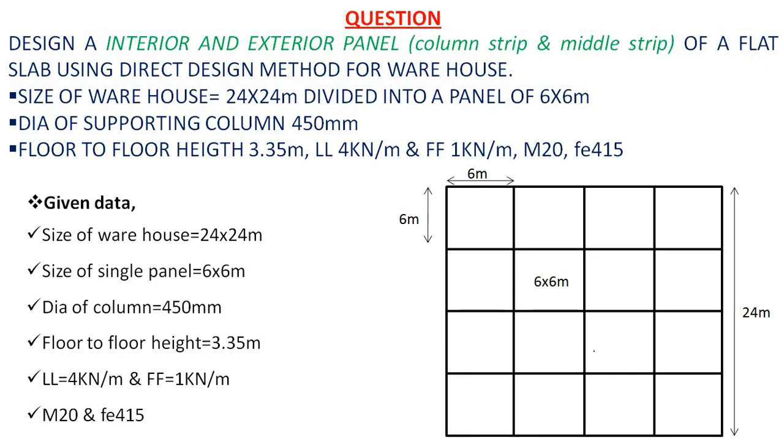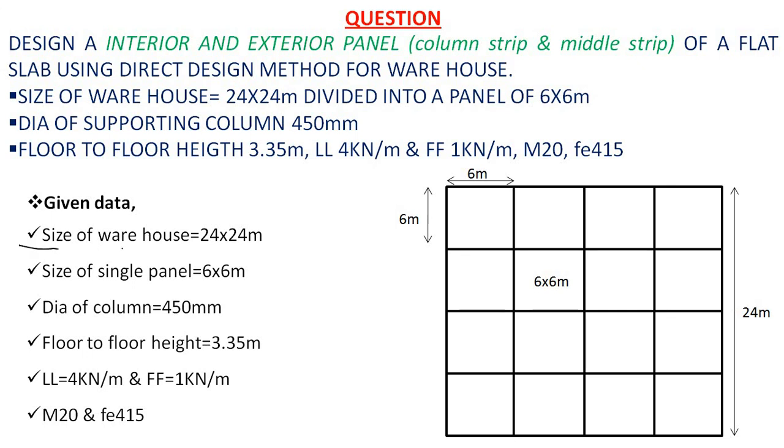So here is the question: design an interior and exterior panel, column strip and middle strip of a flat slab using the direct design method for a warehouse. The size of the warehouse is 24 by 24 meters, divided into panels of 6 by 6 meters, and the diameter of the supporting column is 450 mm. The floor to floor height is 3.35 meters. Live load is 4 kN per meter, floor finish is 1 kN per meter, grade of concrete is M20, and grade of steel is Fe415.